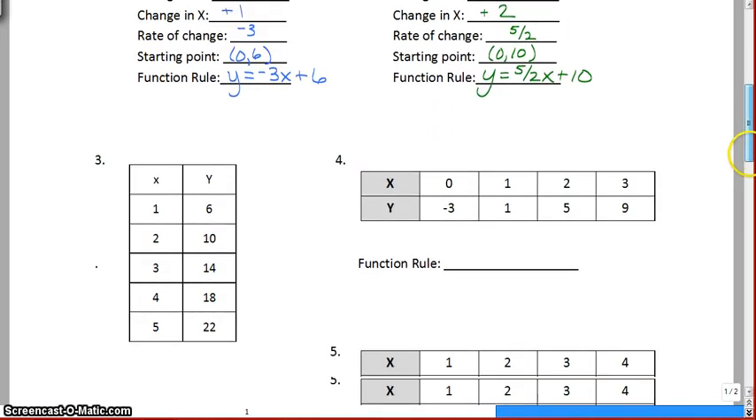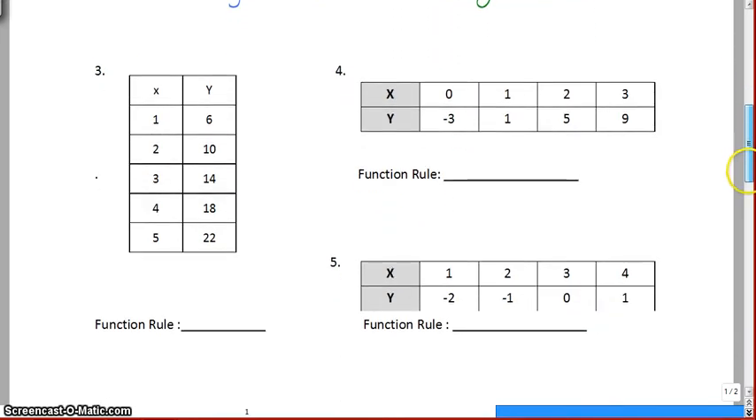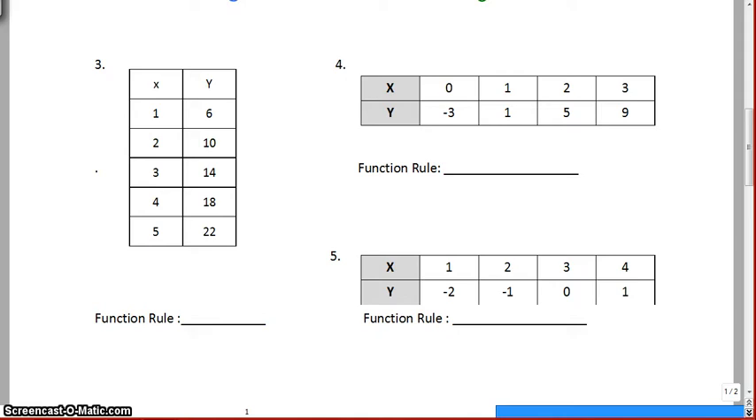Question number 3. Very similar to question number 1 and 2, except for the fact that, well, you don't know what your starting point is. Now, what I would like you to do is just think about this for a second and see if you can tell me what your starting point would be. Okay, this is how you would do it.